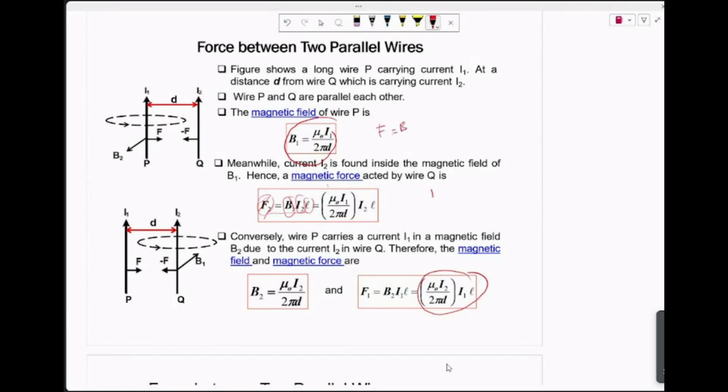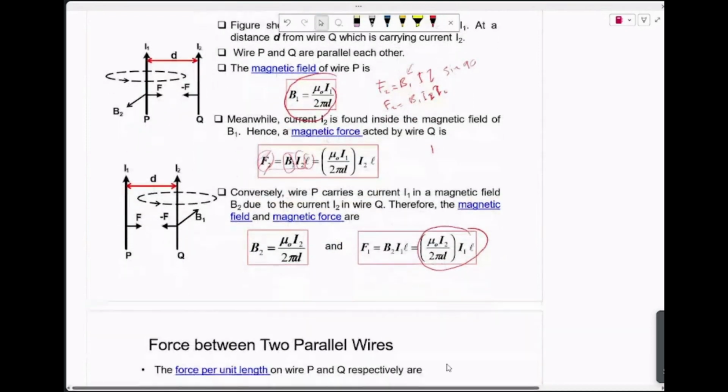Masukkan equation B yang ni. Masukkan je B tu, nilai B tu masuk dalam ni je. I, L. Sebab kan awak tahu all of this is sin 90 degrees. So then it will just BIL lah. Okay, this is 2, this is 1, this is 2. So going to be like that.